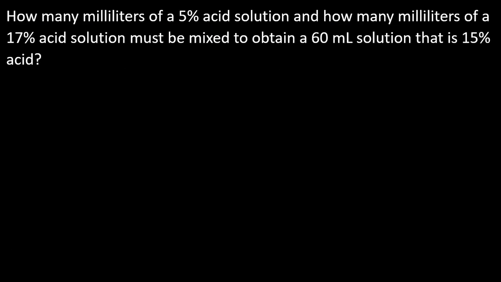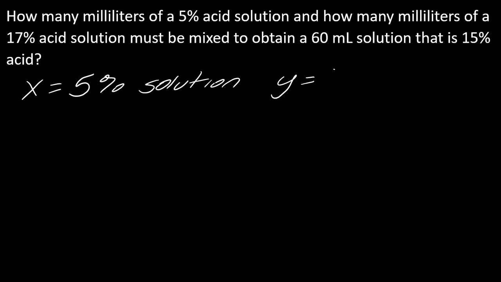Okay, so now for this last one, and this one's probably a little tricky if you don't quite know how to think about this, but what we're talking about here are 2 different things that we really want. So we've got these 2 solutions, and we want to combine them to get a 60 milliliter solution that is 15% acid. So in this case, let's think about the first solution being the 5% solution. And then for the other one, let's make that the 17% solution.